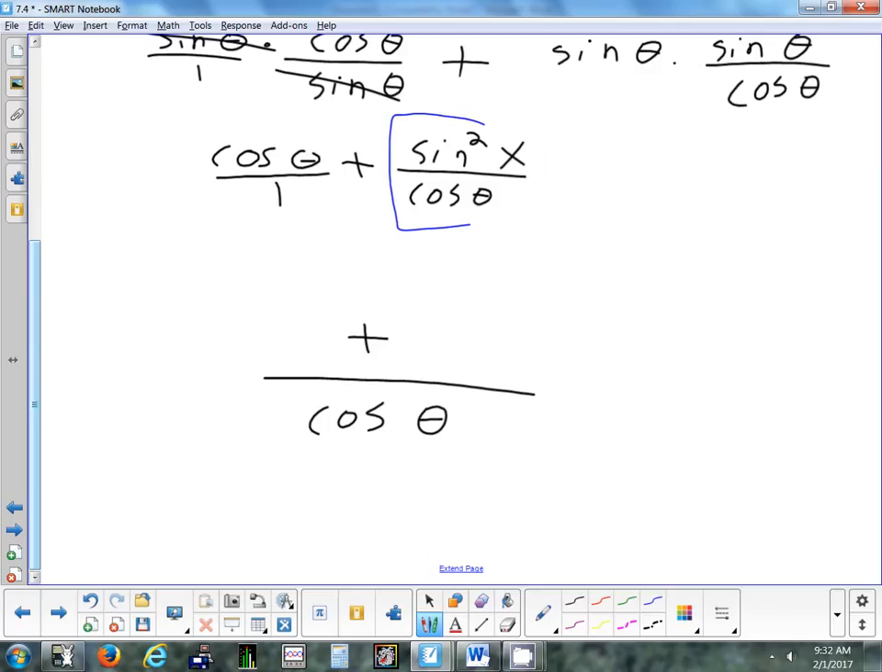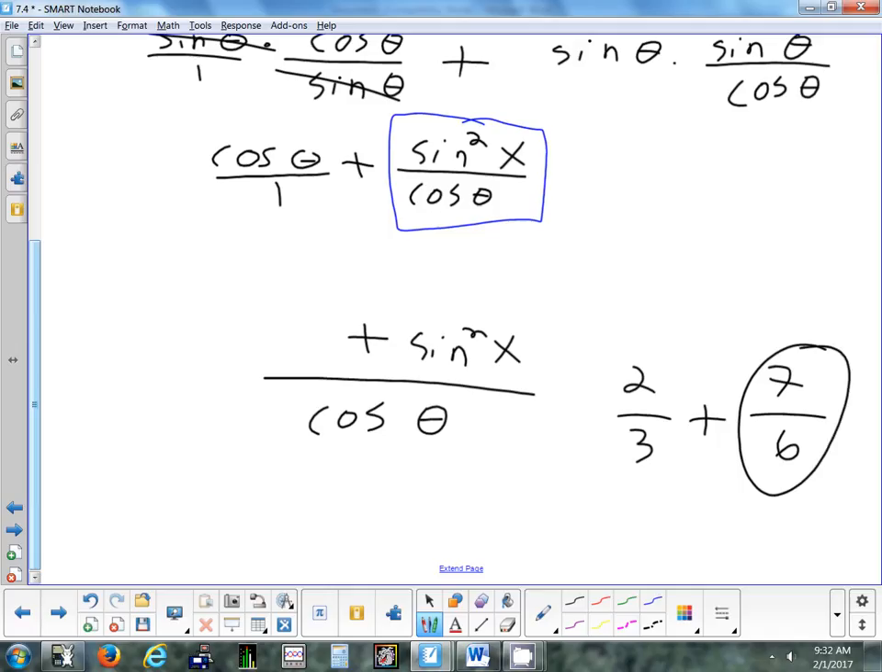What do I have to do to the fraction on the right to make it have a denominator of cosine? Okay, so what does that really mean? It just makes it sine squared. Yeah, it stays the same. The fraction on the right already has a denominator of cosine, so you don't need to change it. It's kind of like if you were adding, just trying to make up an example, 2/3 plus 7/6. The common denominator is 6. This one already has a 6. You don't need to change it. It's just this one you need to change.